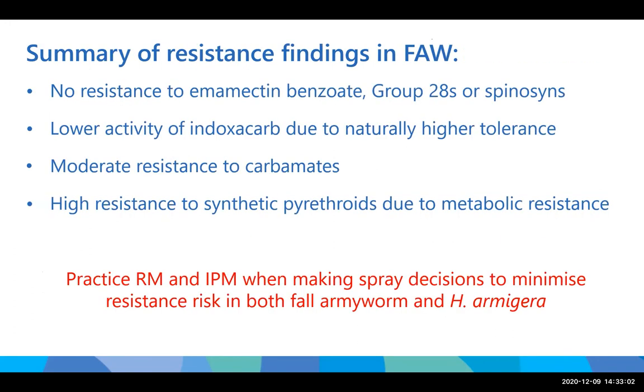So this is just to summarise the findings from the resistance study that we've done. We found no resistance to emamectin benzoate or group 28 spinosyns. There was lower activity of indoxacarb in fall armyworm, most likely due to naturally higher tolerance levels. There was a moderate resistance to carbamates, which is likely due to a target site mechanism previously identified as the ACE1 mutation. And there's very high resistance to synthetic pyrethroids, with very strong evidence that that's due to a metabolic resistance mechanism.